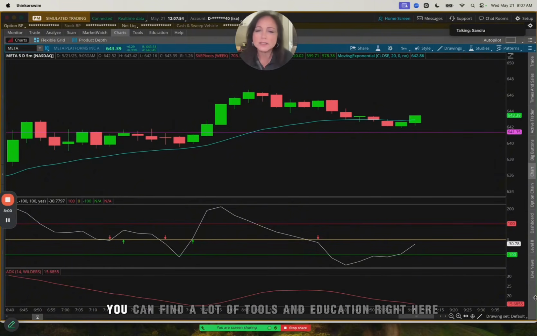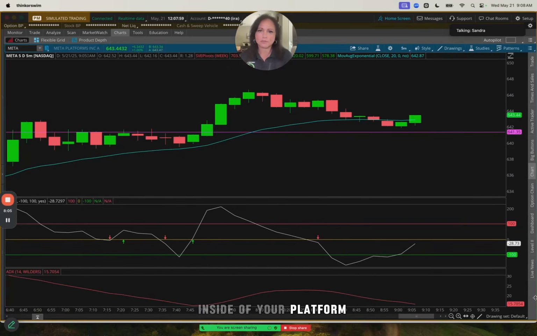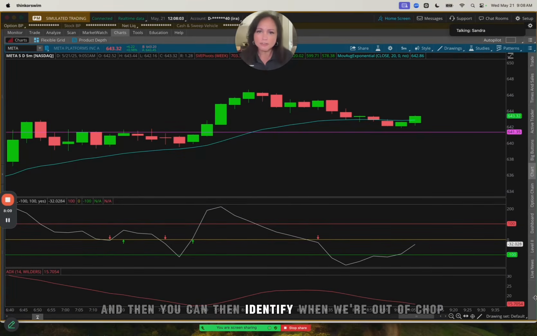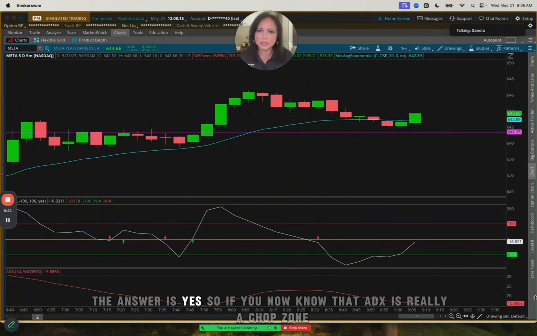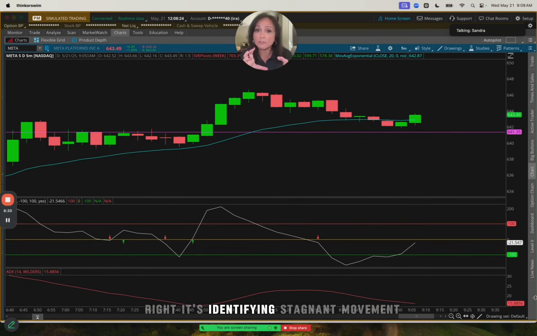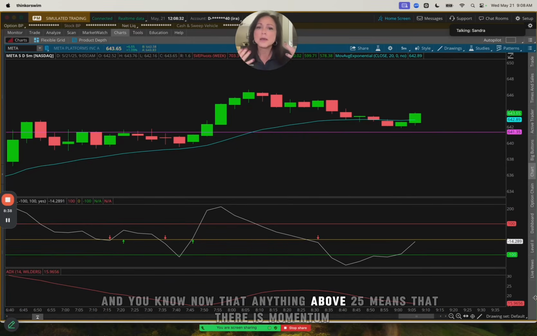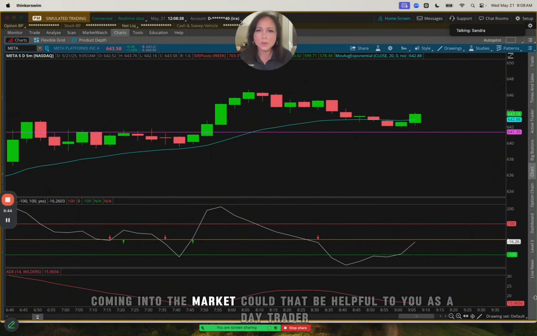What can you do with this? You can find a lot of tools and education right here inside of your platform. And then you can identify when we're out of chop. Could you set an alert for the ADX popping above 25? The answer is yes. So if you now know that ADX is really a chop zone, it's identifying stagnant movement, and you know now that anything above 25 means that there is momentum coming into the market. Could that be helpful to you as a day trader?